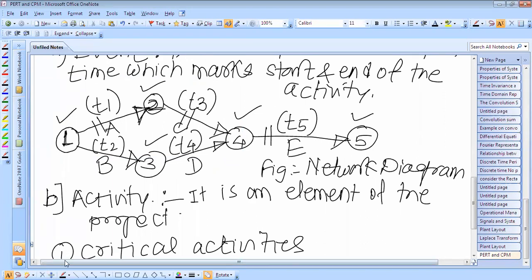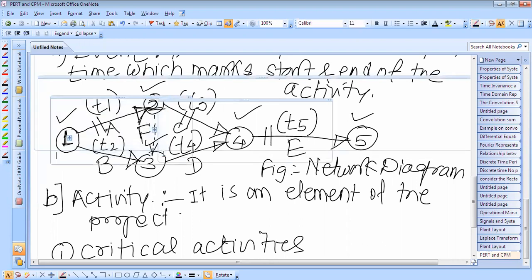If the activities start at the same instant, then their head events are joined by the dotted lines. So I'm joining this event by the dotted line. So this is also one activity, and we'll give the name F to this. Such activities are called the dummy activity, because both these activities C and D are started at the same time, and therefore their event heads are joined by the dotted lines. That is the reason it is known as the dummy activity.